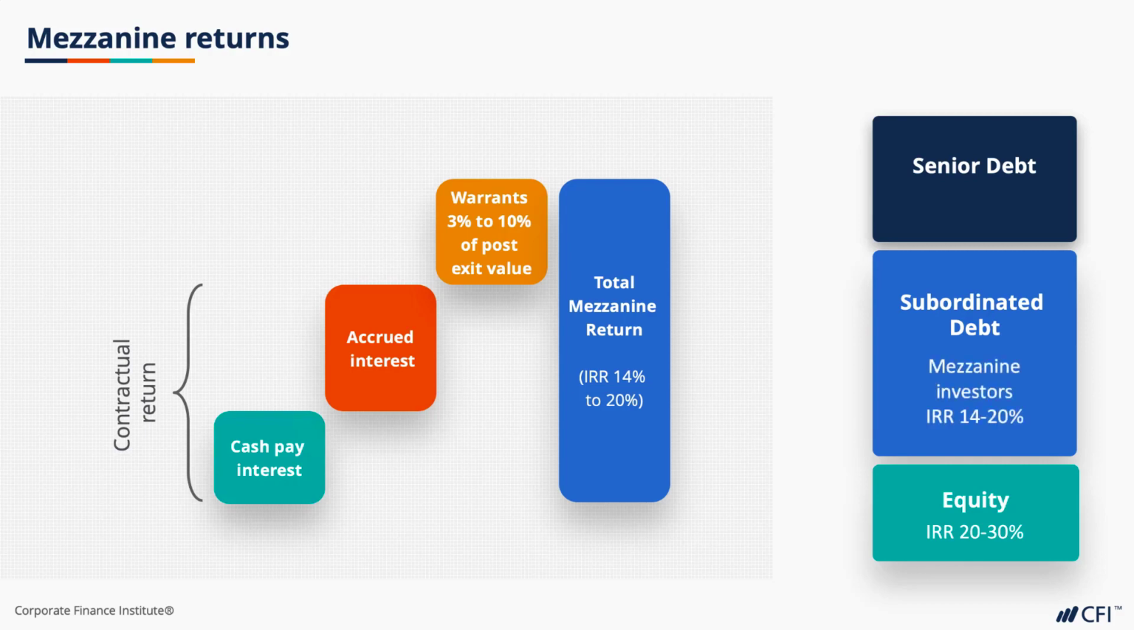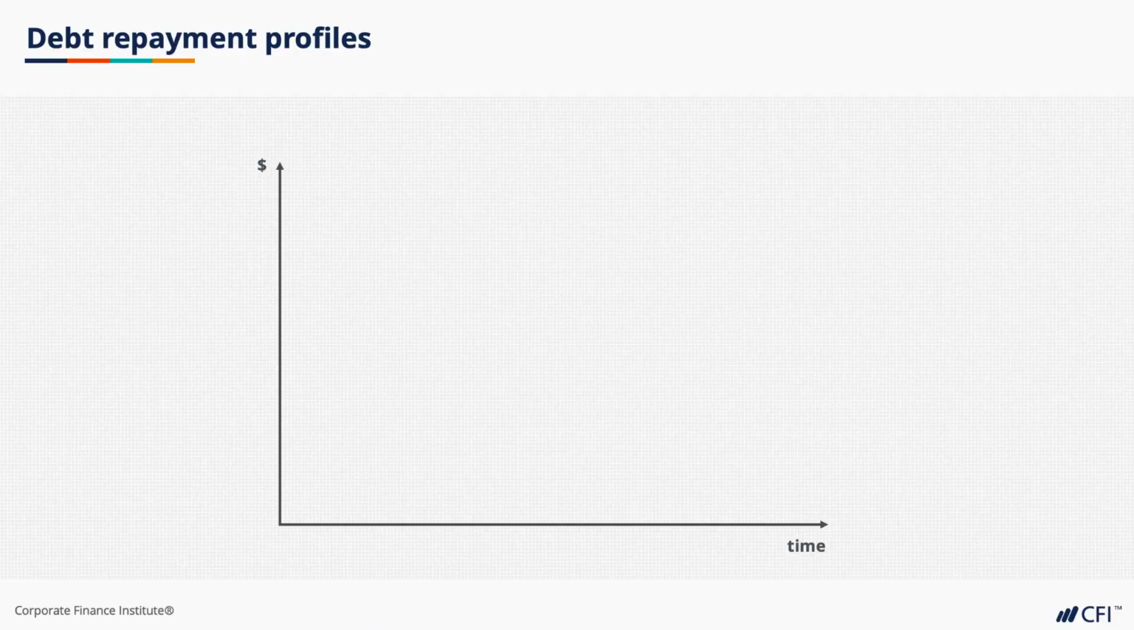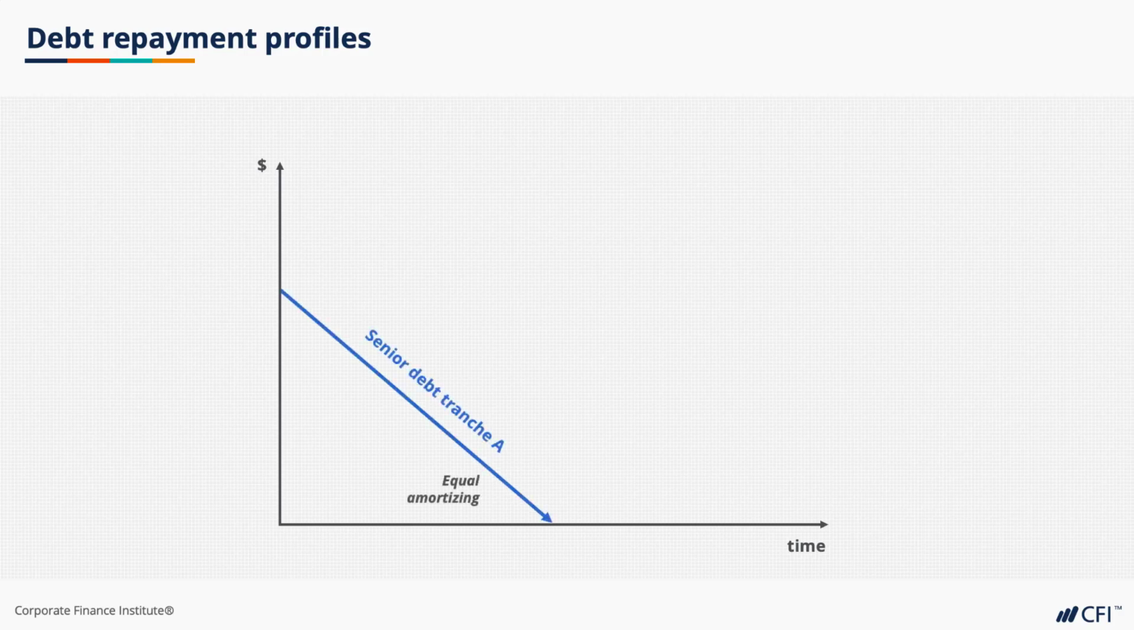And of course, below them, you have other debt investors that are in safer positions with lower rates of return, say below 10% IRRs. Let's take a look at debt repayment profiles so you can understand from a cash flow perspective how this debt gets paid off. Let's start with senior debt tranche A, which is an example of equal amortizing loans.